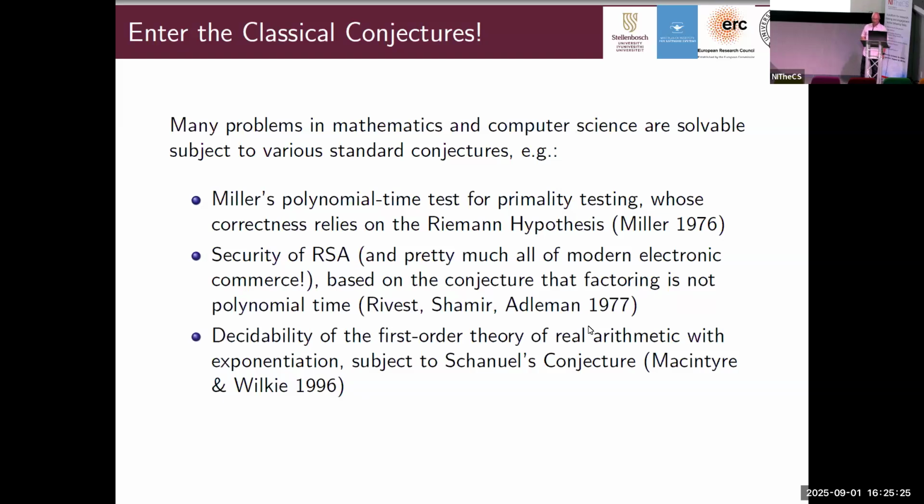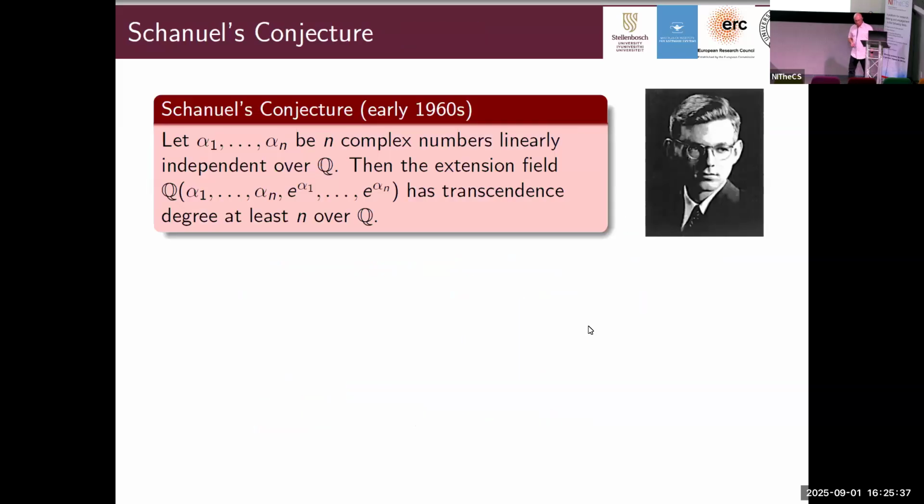And decidability of the first order theory in real arithmetic with exponentiation. This one is subject to something called Schanuel's conjecture. And I'm going to talk about Schanuel's conjecture now in the next slide. What Schanuel's conjecture says basically comes from the fact that the number denoted little e in mathematics, the base of the natural logarithm, is a transcendental number.